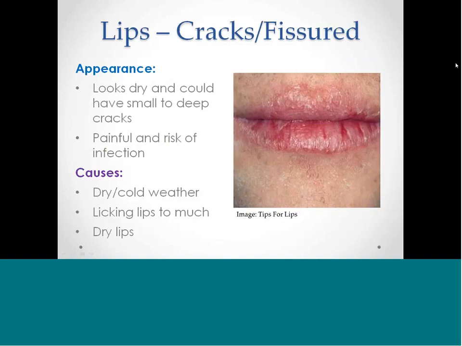Cracked, fissured lips. Cracked or fissured lips are common findings and can be recurrent if an individual is a mouth breather. If cracked or fissured lips are recurrent, it may be a sign of difficulty breathing. The lips will appear dry and shallow to deep cracks. Some causes of cracked or fissured lips include dry or cold weather, licking the lips too much, and dry lips in general. If left untreated, the affected area can become infected and painful.